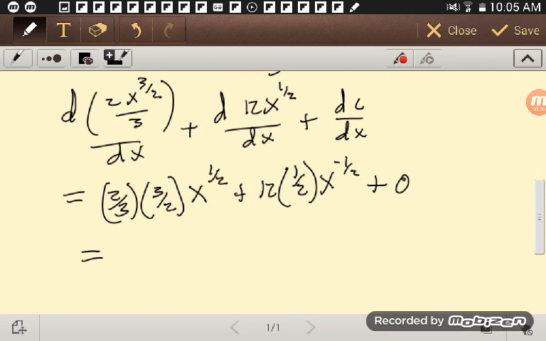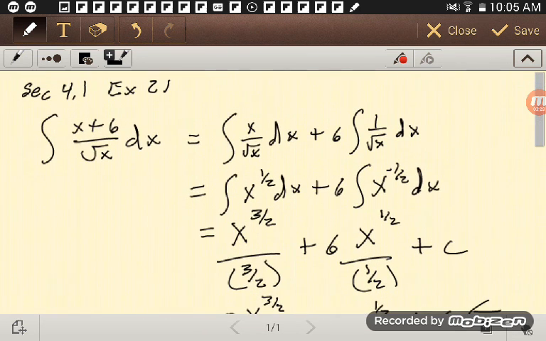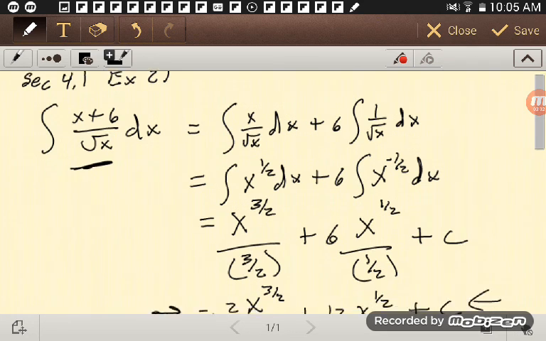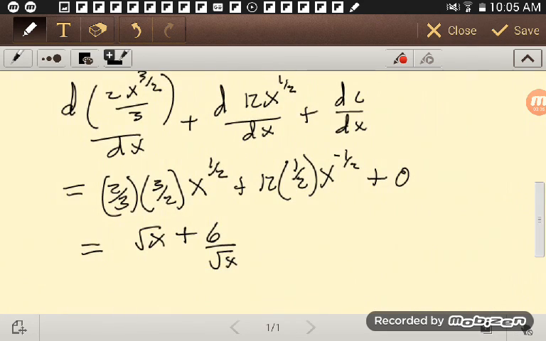And 2/3 times 3/2, it cancels out, and so I have x to the 1/2, which I could write as the square root of x, and then plus, well, 12 times 1/2 is 6, and I could write that as 6 over the square root of x, and so I have that. That's pretty close, at this point, to what I started with, and well, just getting a common denominator of the square root of x would give me then (x + 6) over the square root of x, which is what we started with. Okay, so great. We did our antiderivative and checked it. Looks good.